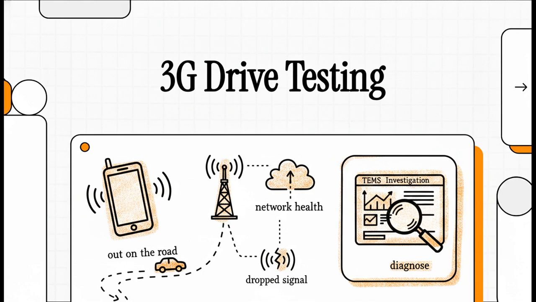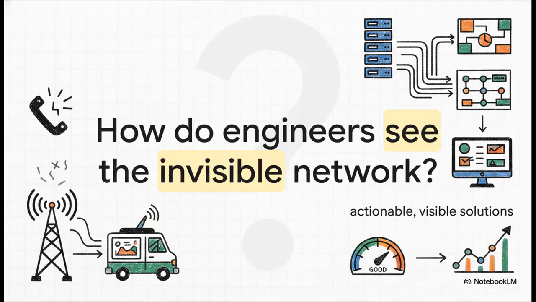world. We're going to do this by looking under the hood of a pretty incredible piece of industry software called TEMS Investigation. But before we get buried in the raw data, we kind of have to ask a basic question. How do we take that universal frustration of a dropped call and turn it into something visible, something actionable? I mean, we can't literally see radio waves, right? But by using these specialized drive testing tools, engineers can translate those invisible frequencies and interference into structured data that tells a really specific story about what's going on in the 3G network.